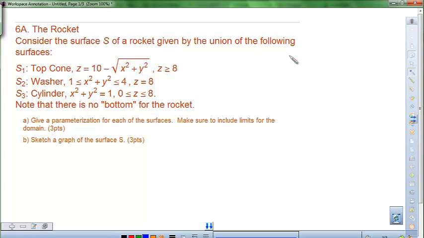The first one is a cone, and it has a tip at 10 and it's upside down. And so we're going to parameterize it using polar coordinates. Let's call it phi of r, theta in polar coordinates. Let's call it phi1, so that will refer to the first surface.